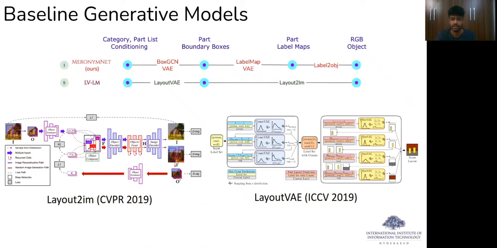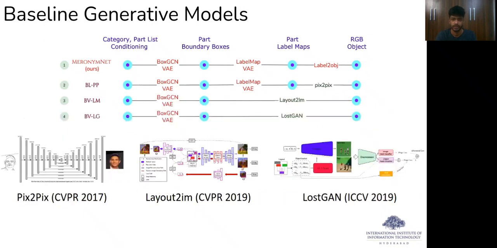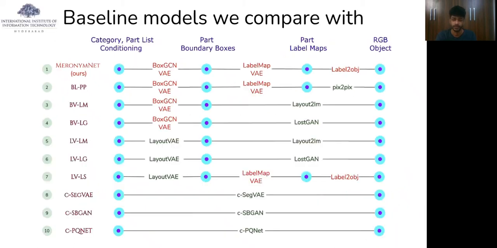LayoutVAE originally generates object bounding boxes given an object list for a scene. Layout2Im translates object bounding boxes to RGB. We repurpose them as shown. We also set a baseline by replacing one or more of our original pipeline components with existing scene generation approaches. This graphic summarizes the baselines we set up for comparison.